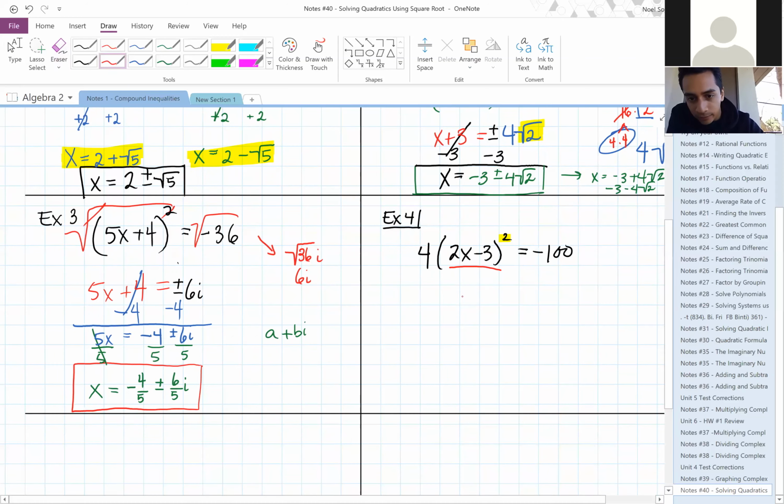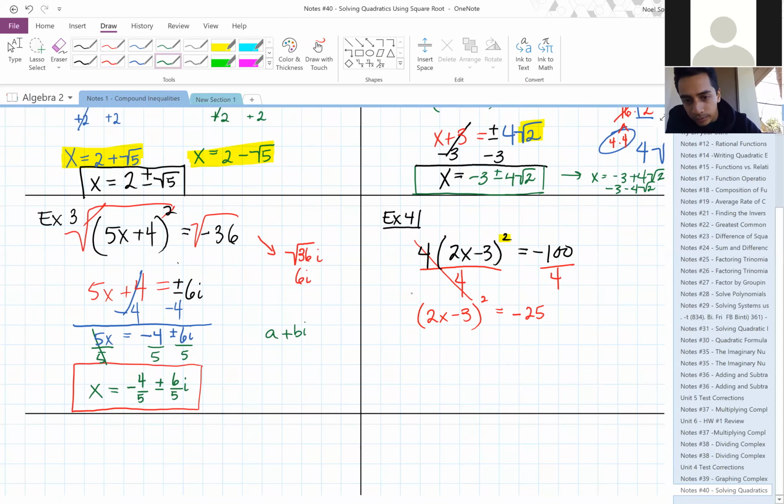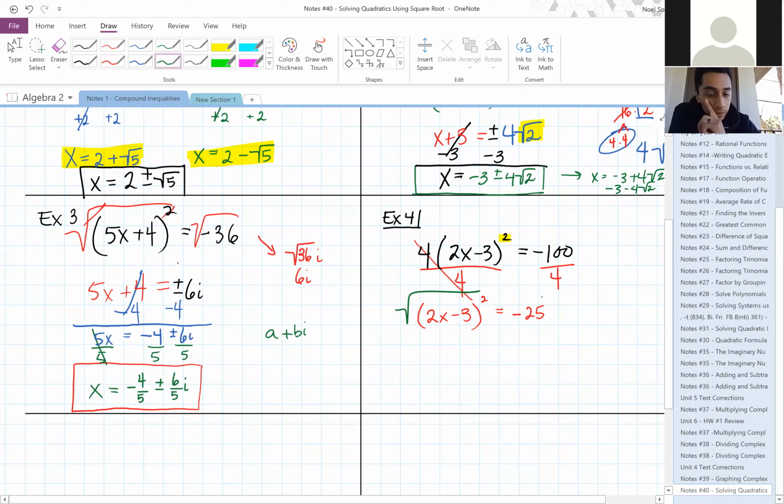Divide both sides by 4, all right? That's going to cancel this, and here's what you're left with: a quantity 2x minus 3 squared is equal to negative 100 divided by 4, which gives us negative 25, okay? All right, so now next, you can apply your square root to both sides. We're going to get something similar to what we got in the previous problem, example 3, okay? So we want to keep working through this.